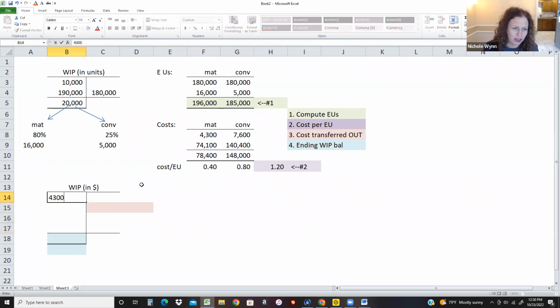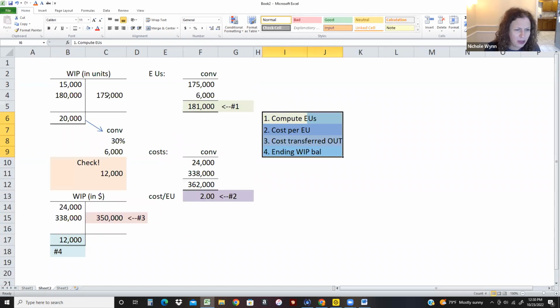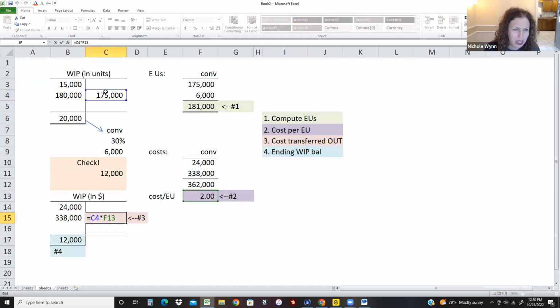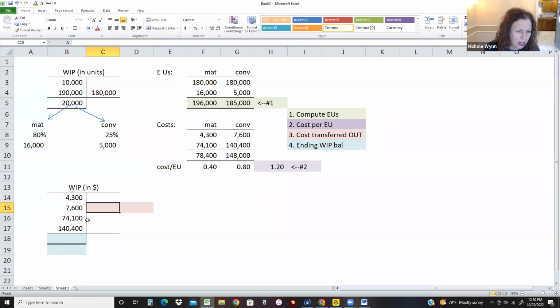So I usually just list them separately, because all those costs are either beginning or incurred. And so all those costs go over here. To get the dollar amount transferred out, it's going to be exactly like we did on the last problem. How many units got transferred out and what is the cost per unit? So how many units got transferred out? 180. And what is the cost per unit? $1.20. So this is the value for the cost transferred out.